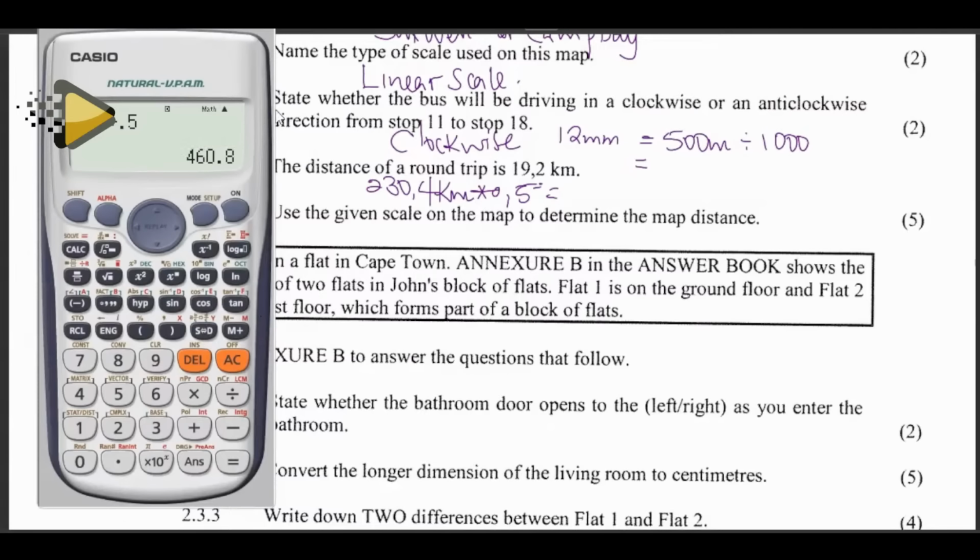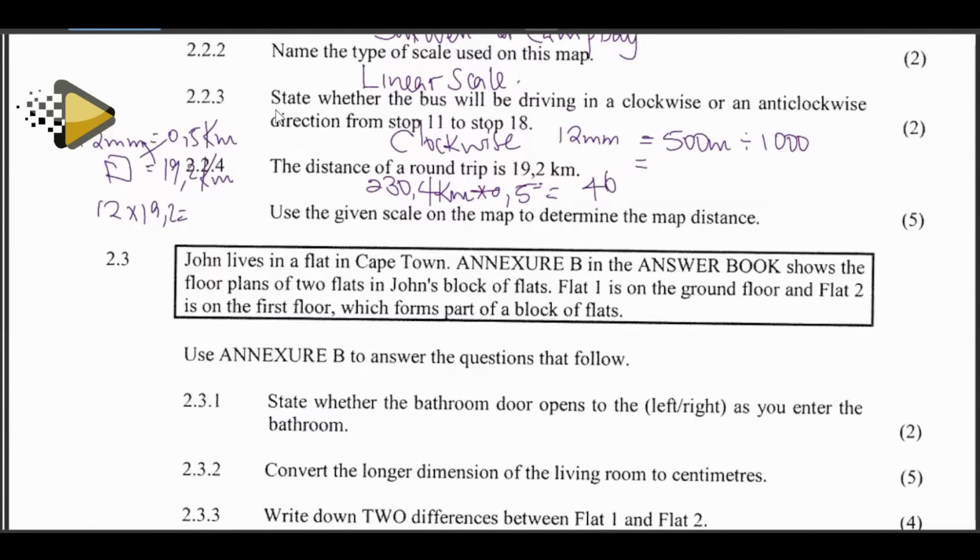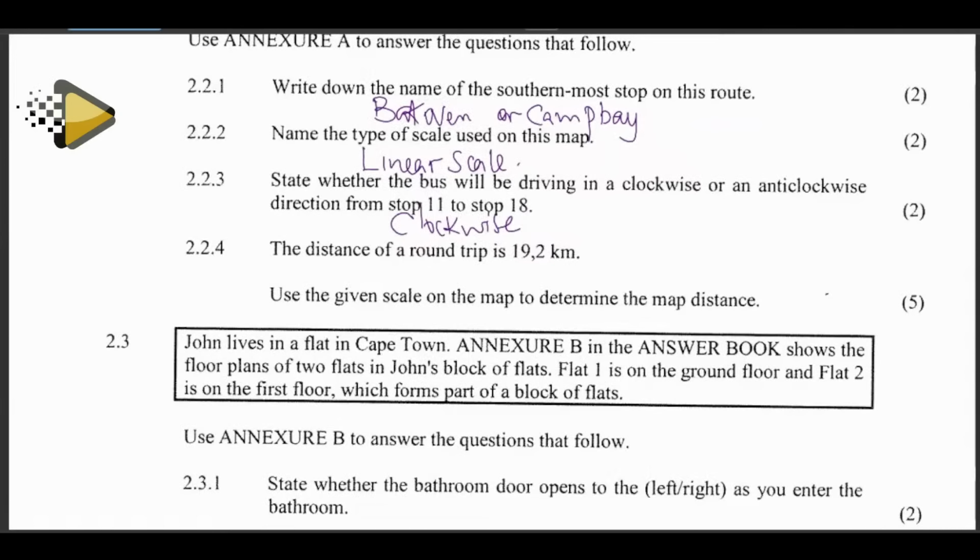Which is 40. And these are millimeters. In other words, the same as 40.6. So they want us to determine the distance on the map, so we're going to use the scale.